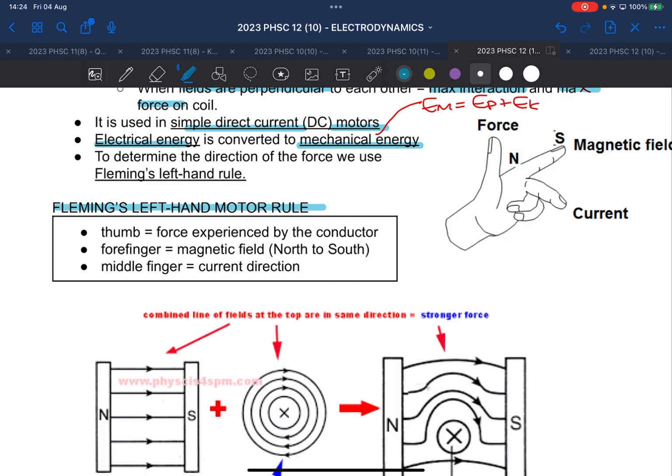En so dit is actually een plek wat jy kan afkyk, is the one place where you can cheat. If someone takes out their hands, check which hand are they using, left hand or right hand. Want as jy die verkeerde hand gebruik, dan is jou hele ding verkeerd. Okay, so for a motor you must use your left hand rule. Where your thumb is the force, the forefinger or the indicator finger is the magnetic field pointing south, and your middle finger is the current direction.